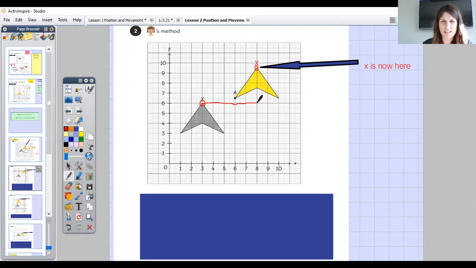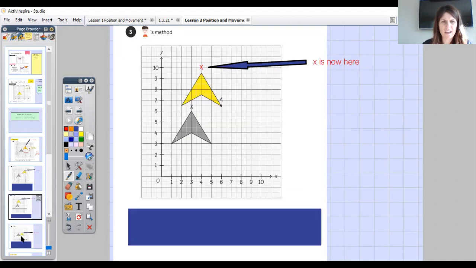So 5 to the right and 1, 2, 3.5 up. 5 right, 3.5 up. And let's just check that this point A has moved from here. Is it the same? Is it 5 right and 3.5 up? Let's check together. 1, 2, 3, 4, 5. That's right, isn't it? It's in line, like we can see. And then 3.5 up. 1, 2, 3, plus another little half there. So that's our new translation.